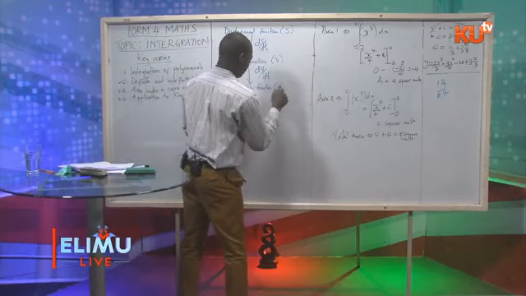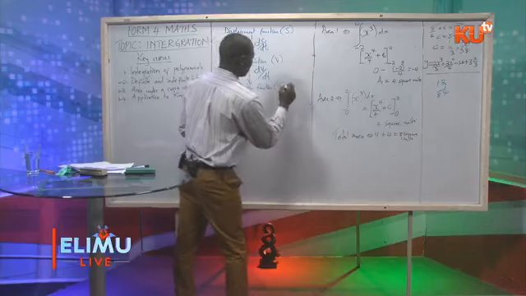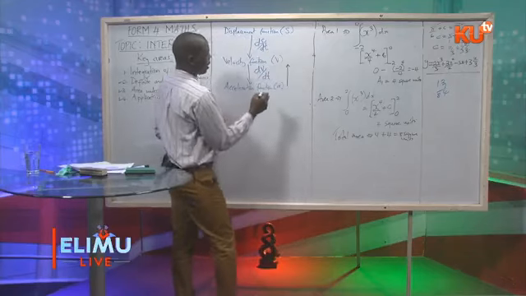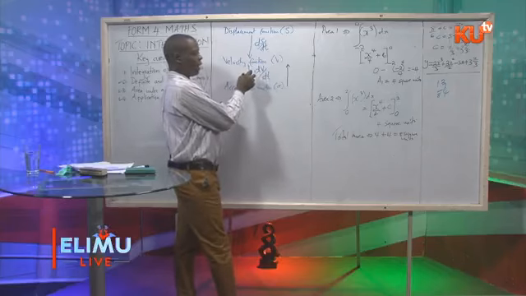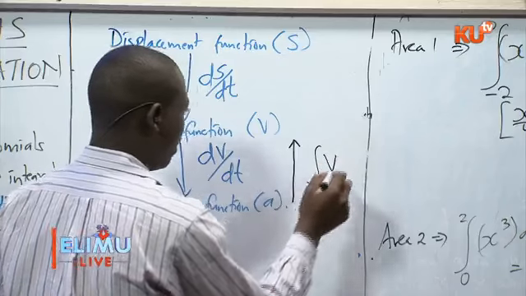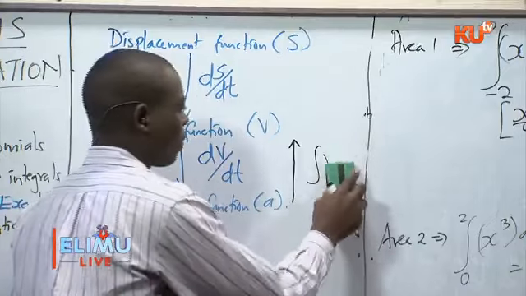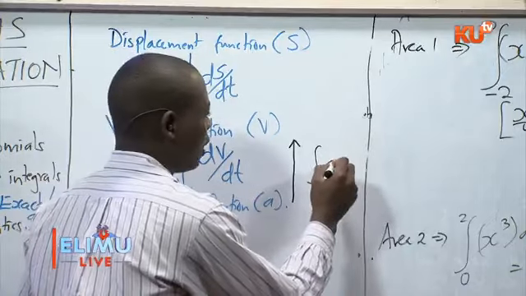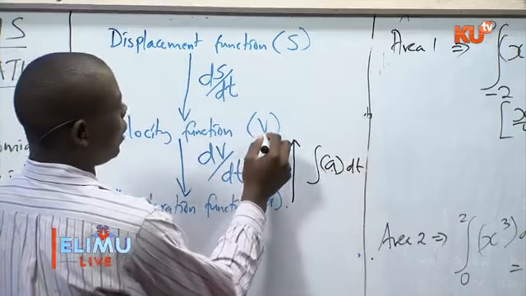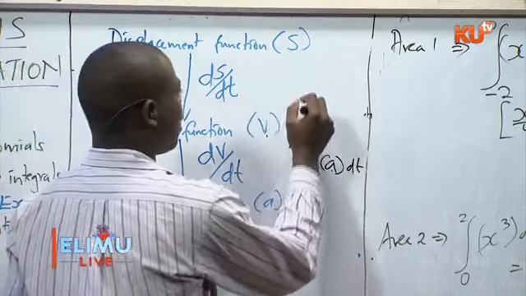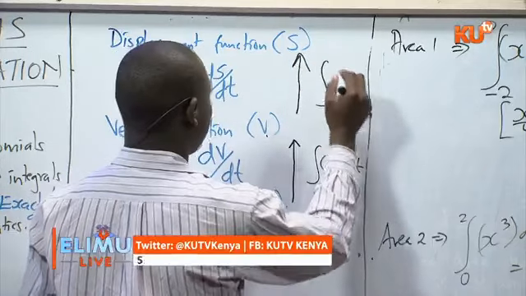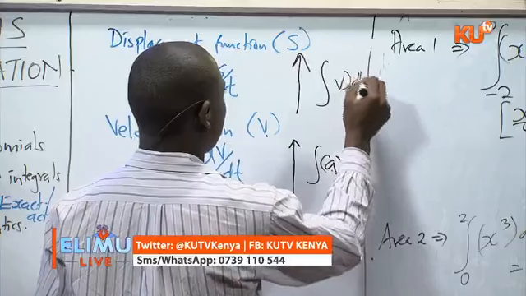Now when you're moving backwards, given now the acceleration function, to obtain the velocity function, we do the reverse of differentiation, which is integration. So we integrate the acceleration function with respect to time. When you have velocity, to get displacement, you move again, you integrate velocity with respect to time.